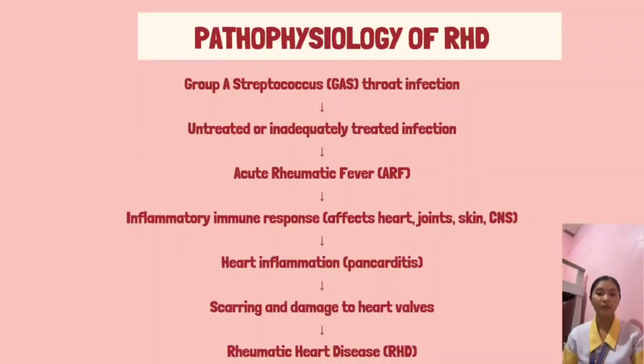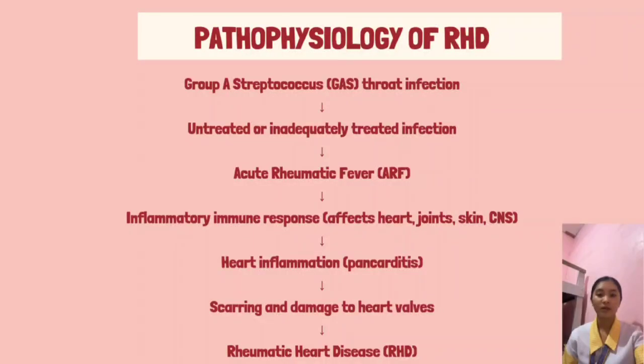So Group A streptococcus or GAS is a type of bacteria that commonly causes infections like strep throat and tonsillitis. So these infections are usually spread through respiratory droplets when an infected person coughs or sneezes. So while most GAS infections are mild and self-limiting, they can sometimes lead to complications if left untreated.